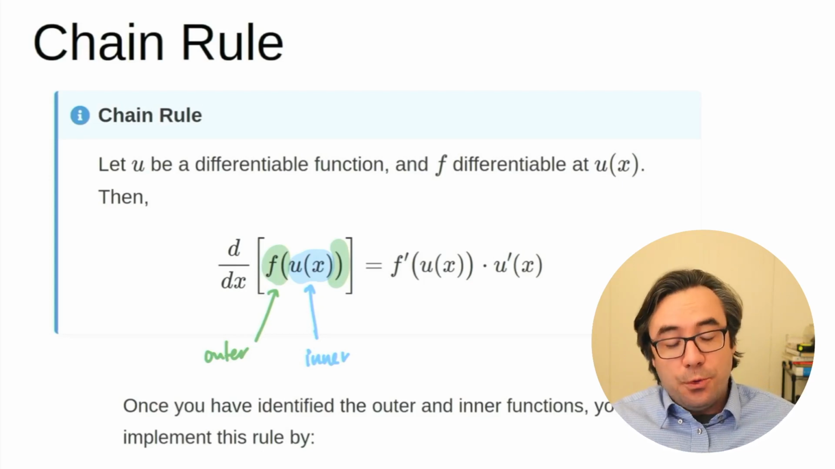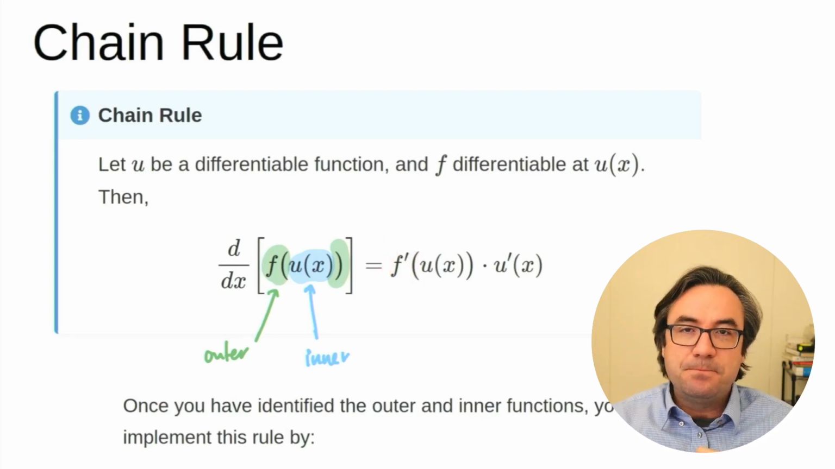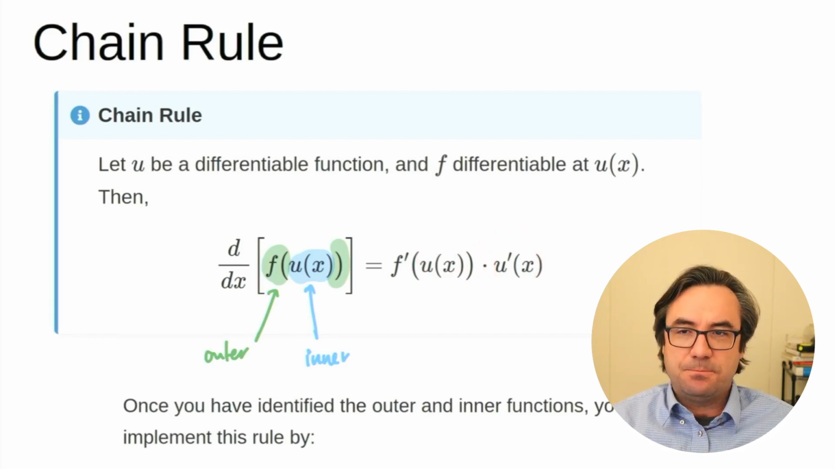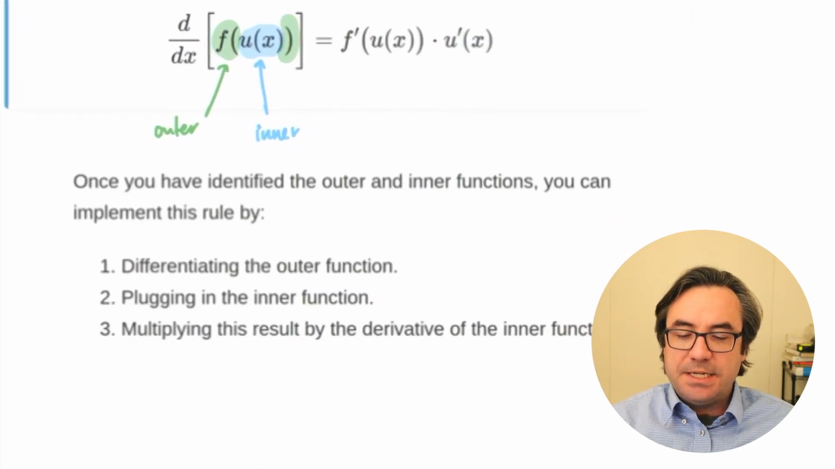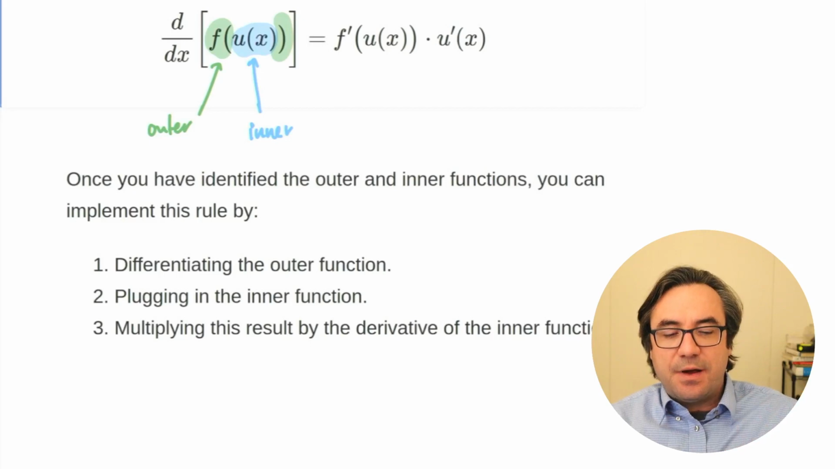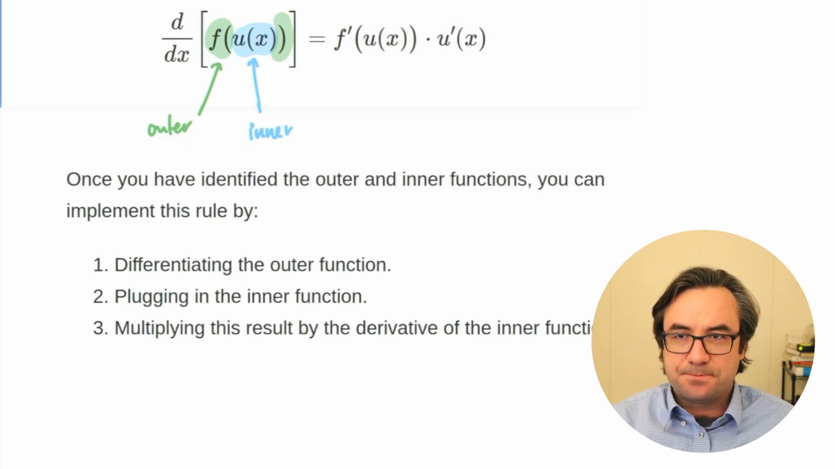So what we do is we start by differentiating the outer function, then we keep the inner function the same, and then we multiply that result by the derivative of the inner function. So it's going to be helpful when we're trying to differentiate a composite function like this to be able to identify, well, which is your outer function and which is your inner function.